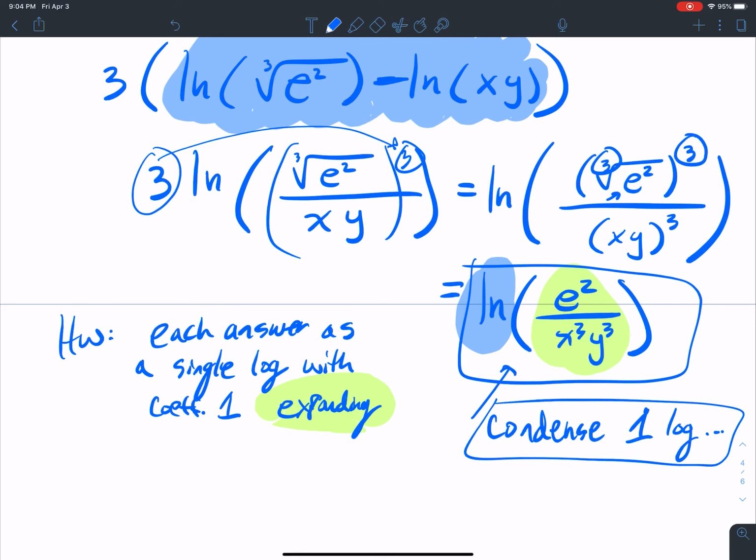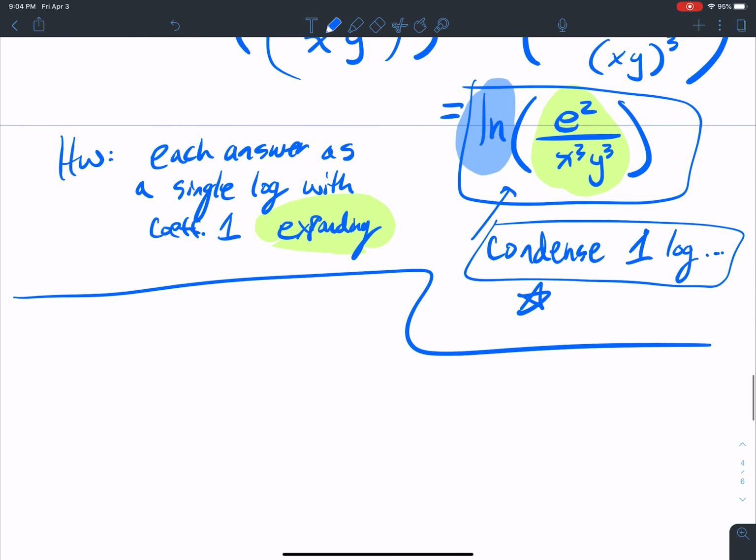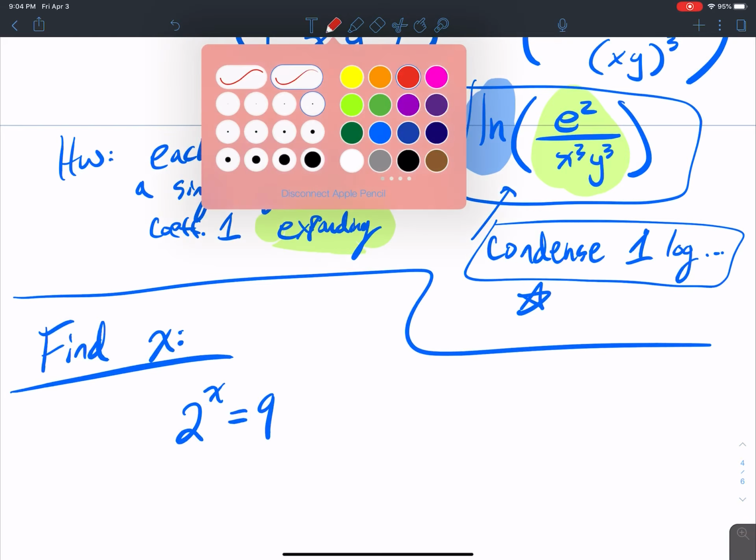Okay? So let's do one more. And this is just to illustrate your change of base, which I already have a little bit, but I just want to make sure. So finding x. So if you're given 2 to the x equals 9, okay? How do I get that exact number?